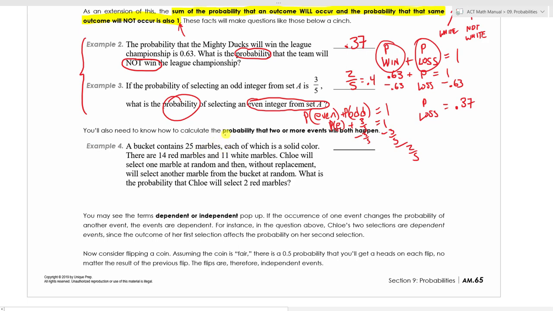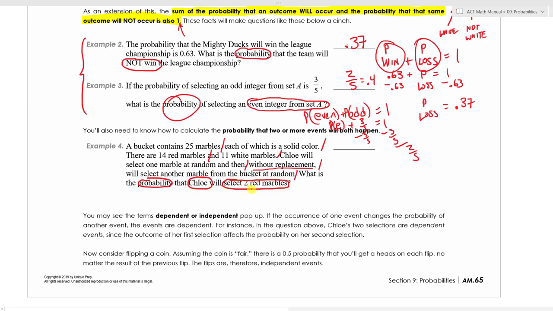A bucket contains 25 marbles, each of which is a solid color. Great. There's 14 red and 11 white. All right. Chloe will select 1 marble at random, and then without replacement, that's an important phrase, we'll come back to that in a moment, she will select another marble from the bucket at random. What is the probability Chloe will select 2 red marbles?